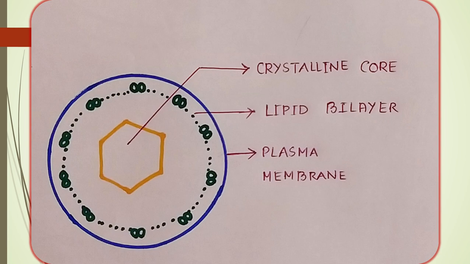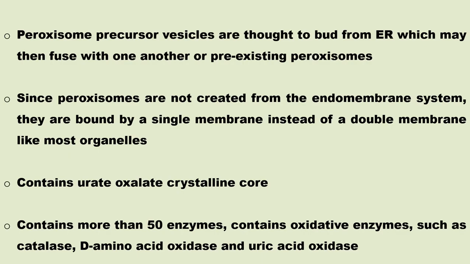This is the diagrammatic representation of the cell organelle of peroxisome. Peroxisome, here we see, has got a crystalline core, a single membrane, and a lipid bilayer. This is a very simple structural representation of peroxisome. Now, let's take a look at these points.